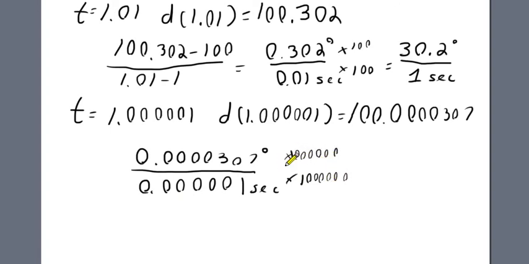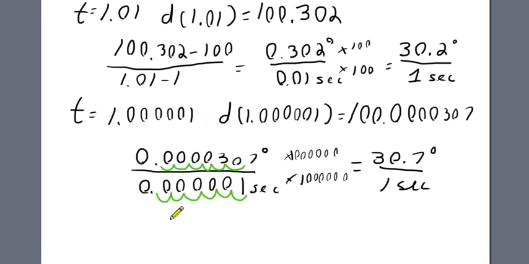Just forgot the 1. Now, all that's doing is moving the decimal, so let me go ahead and show that movement. 1, 2, 3, 4, 5, 6. So as you can see, hopefully, we now have 30.7 degrees over 1 second. Pretty close to 30.2, but this answer is even more exact.